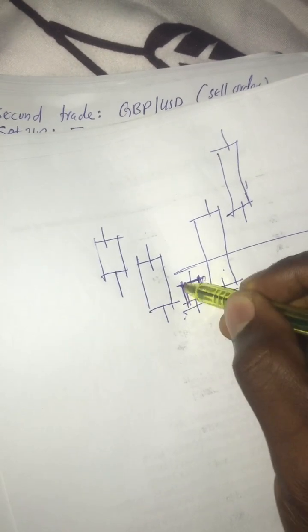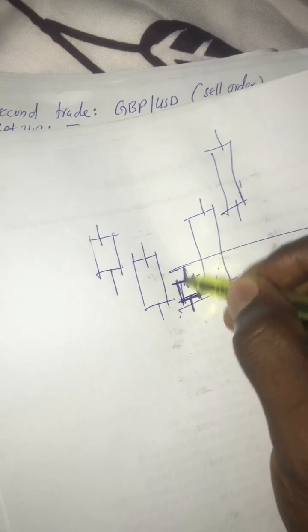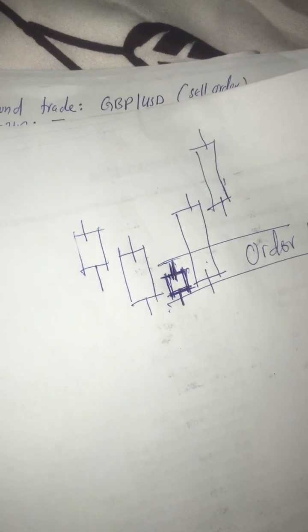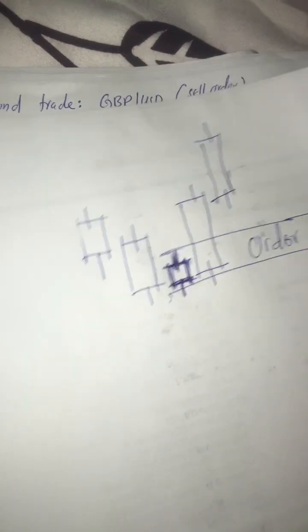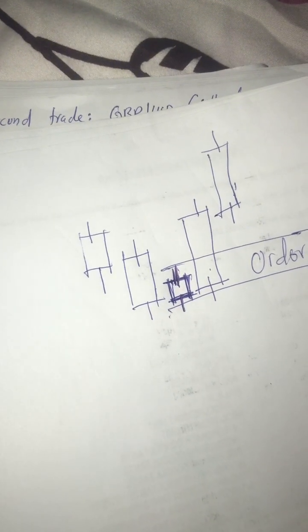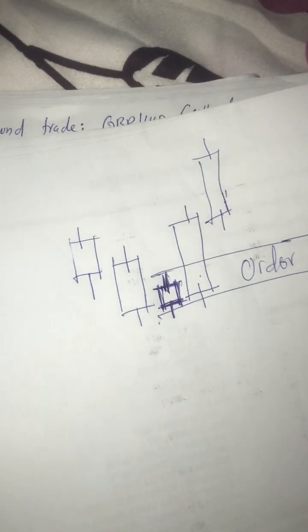This candlestick you are seeing is your order block. You always see this at your support or resistance level. We have valid and invalid order block. I'm going to show you valid order block and invalid order block. Before then, I want to tell you how you can identify order block on your chart.